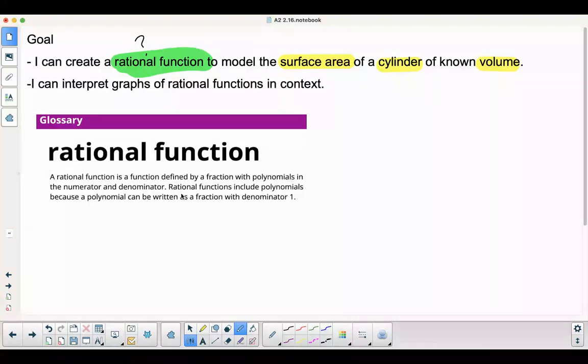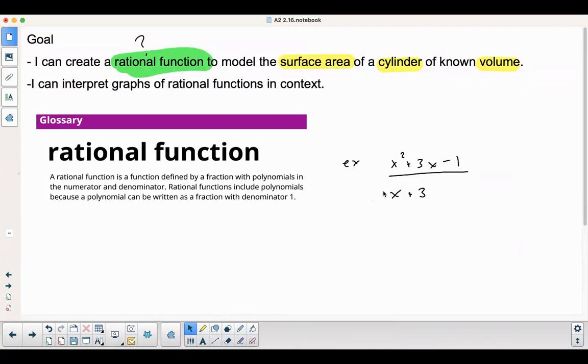Technically yes, but we usually don't refer to straight polynomials as rational functions. Let me give you an example. If I have a polynomial x squared plus 3x minus 1, and another polynomial, x plus 3, the first one is quadratic because it has a degree of 2. The second is linear because the highest power is 1, even though we don't write it on the x. If I wanted to make a rational function, I would just divide them. I divide that and call it f of x, and that is my rational function.